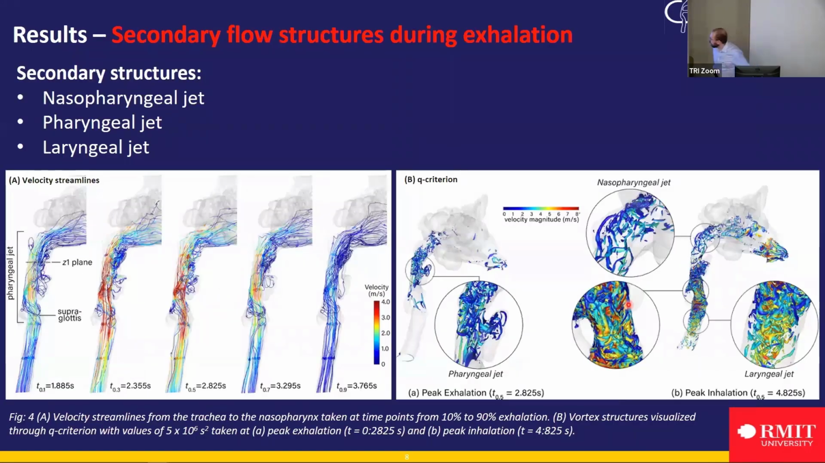So secondary flow structures during exhalation were identified: the nasopharyngeal jet, which we coined the pharyngeal jet, and the laryngeal jet. You can see by the streamlines that we have rapid velocity increases as it passes through the anatomy at this pharynx section. And from the Q criterion, which shows the vortex magnitude, we can see these secondary structures forming at different sections in the anatomy.